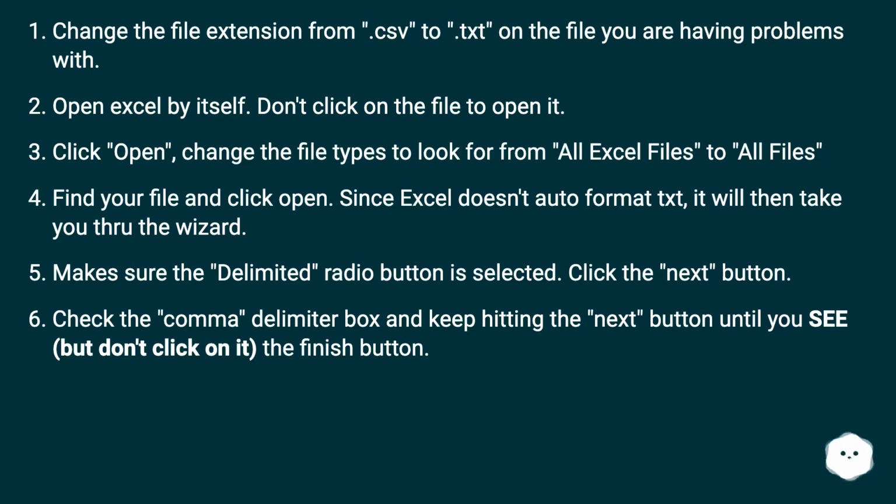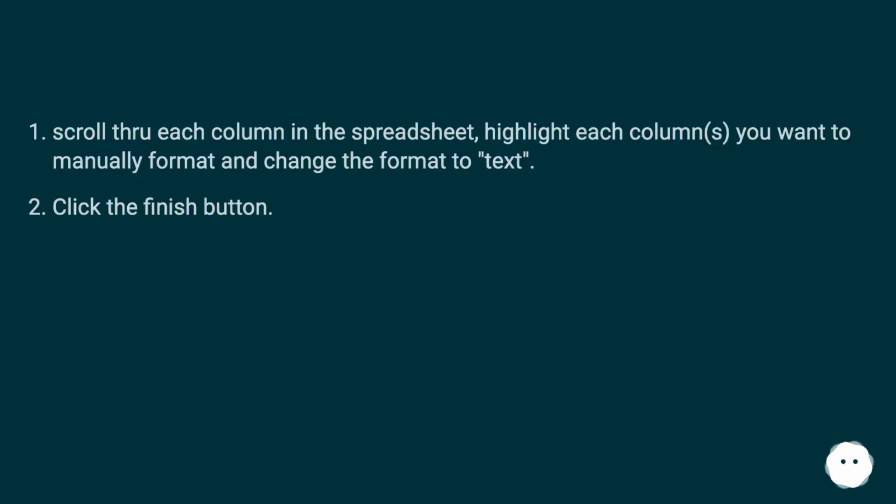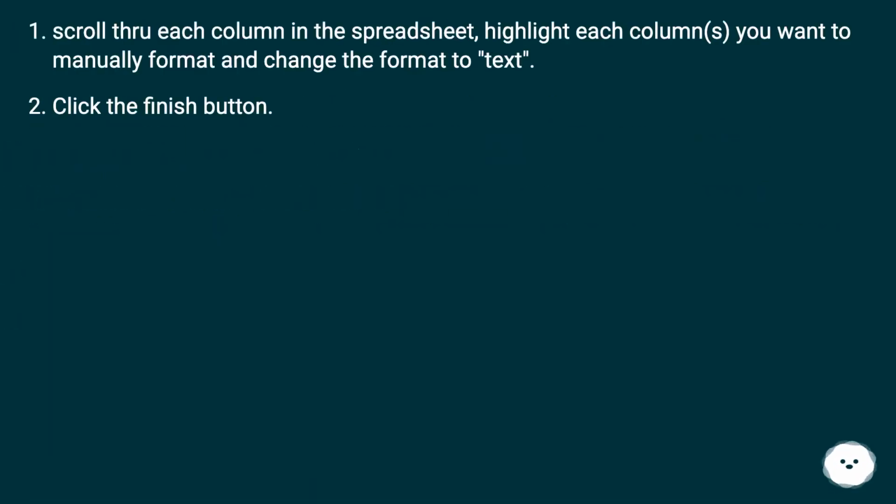Make sure the delimited radio button is selected. Click the Next button, check the comma delimiter box and keep hitting the Next button until you see, but don't click on it, the Finish button. Scroll through each column in the spreadsheet, highlight each column you want to manually format and change the format to text, click the Finish button.